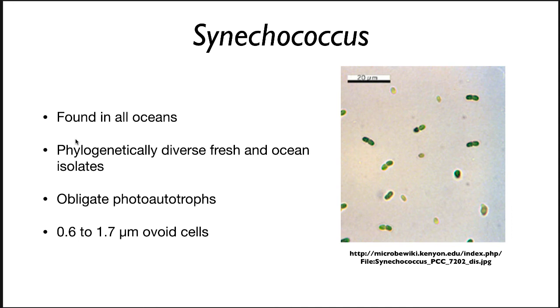Finally, there's Synechococcus. This is found in all oceans. It's phylogenetically diverse, and you'll find it in fresh and ocean isolates. It is also an obligate photoautotroph, and it makes 0.6 to 1.7 micron ovoid cells. So again, this is a very common organism you find in the ocean.